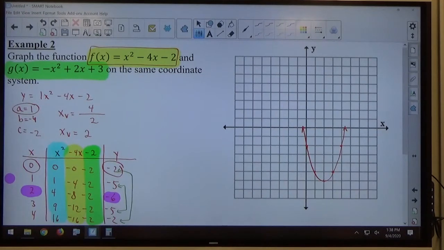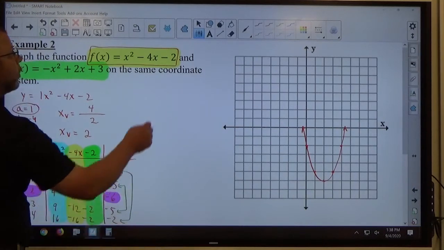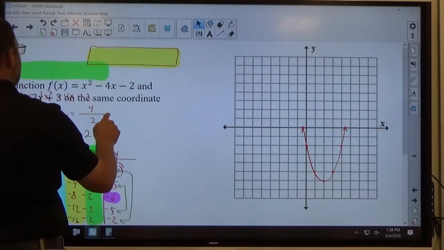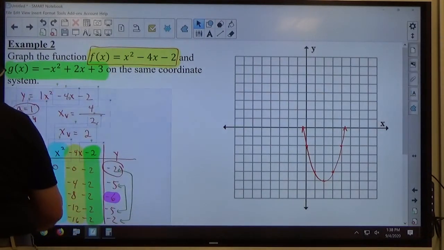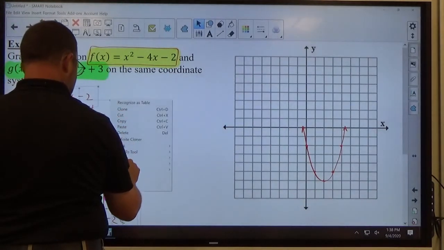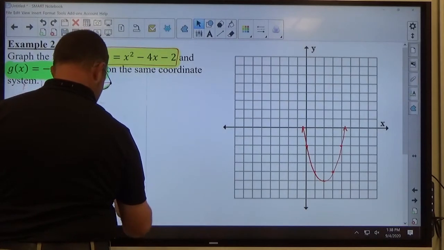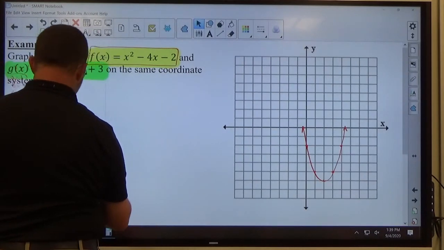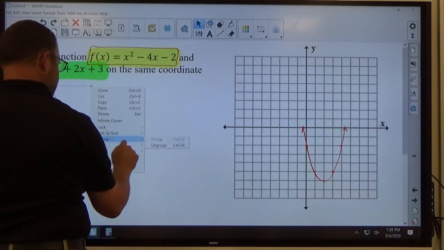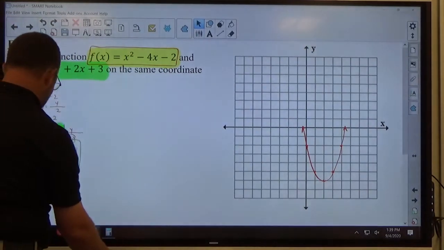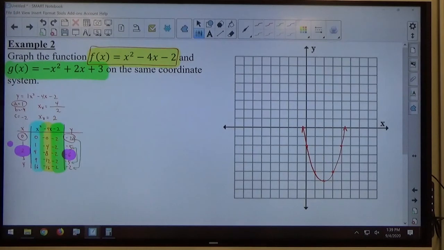It wants us to graph g of x on the same coordinate system. So I'm just going to real quick grab all this stuff. Shrink it down just a little bit. I'm going to do g of x in green.